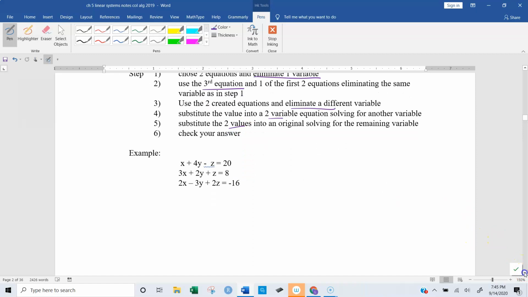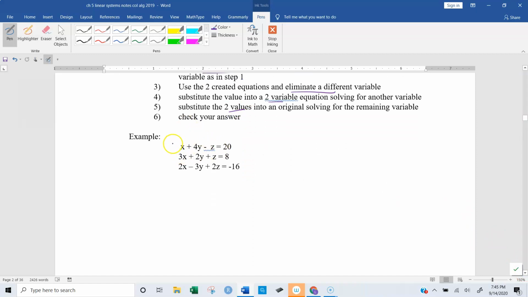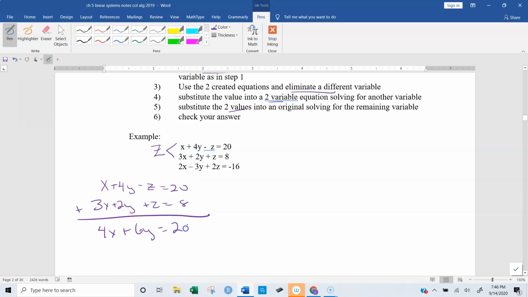So let's go. It really doesn't matter what we pick here. So I'm going to start with the first two. And I look at the x's. I have a 1 and a 3, a 4 and a 2, and a -1 and a 1. Well, the z's are already set up for us. So I'm going to eliminate z from these first two equations. So you take x plus 4y minus z equals 20. And then 3x plus 2y plus z equals 8. And you just have to add them up this time because they're already opposite. So we have 4x plus 6y equals 28.